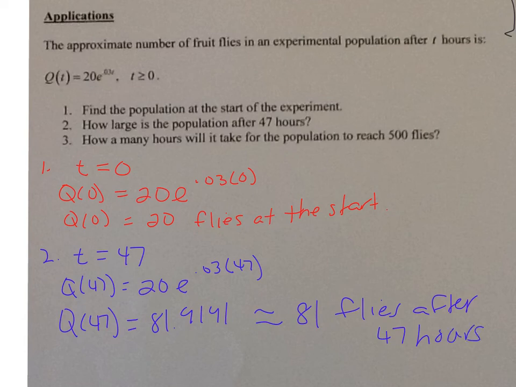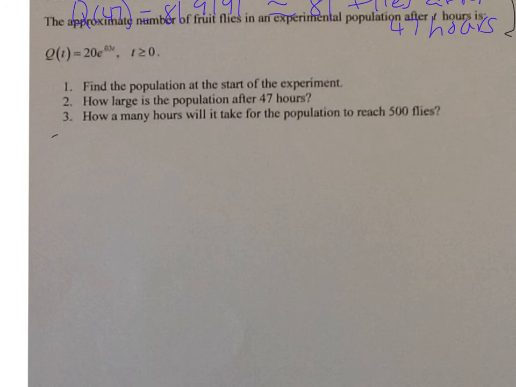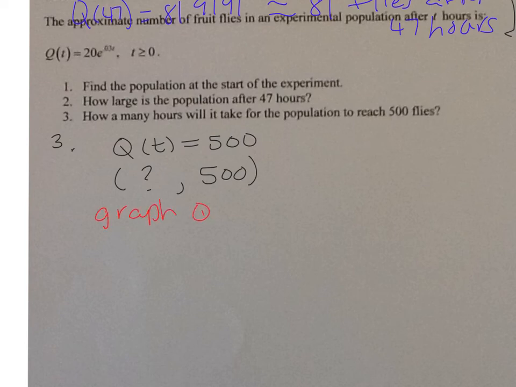Okay, so let's try 3. Number 3 says, how many hours will it take for the population to reach 500 flies? So I want to know when Q of T is equal to 500. I want to know when the population is 500. I want to find the time. I want to find my X value when my Y value is 500. So let's graph Q of T equals 20e to the 0.03 T power. And then we're also going to graph Y is equal to 500, because I want to know when my Y value is going to be 500 for this graph. And then I want to find the point of intersection.